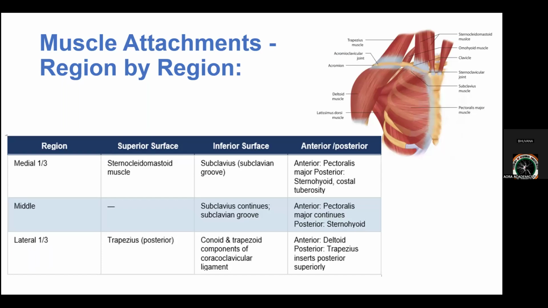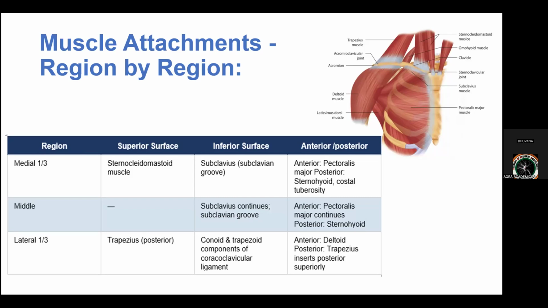The other thing is muscle attachment. We want to know the muscle attachment of the clavicle. The clavicle is divided into three parts: medial 1/3, middle 1/3, and lateral 1/3. In the medial 1/3, it gives attachment to the sternocleidomastoid in the superior aspect, and inferiorly to the subclavius muscle in the subclavian groove. Anteriorly, it gives attachment to the pectoralis major and posteriorly the sternohyoid muscle.